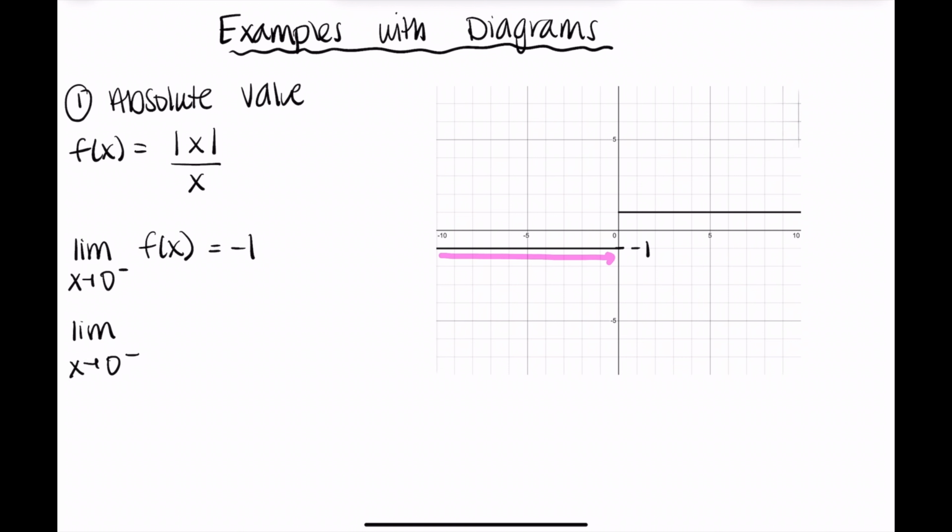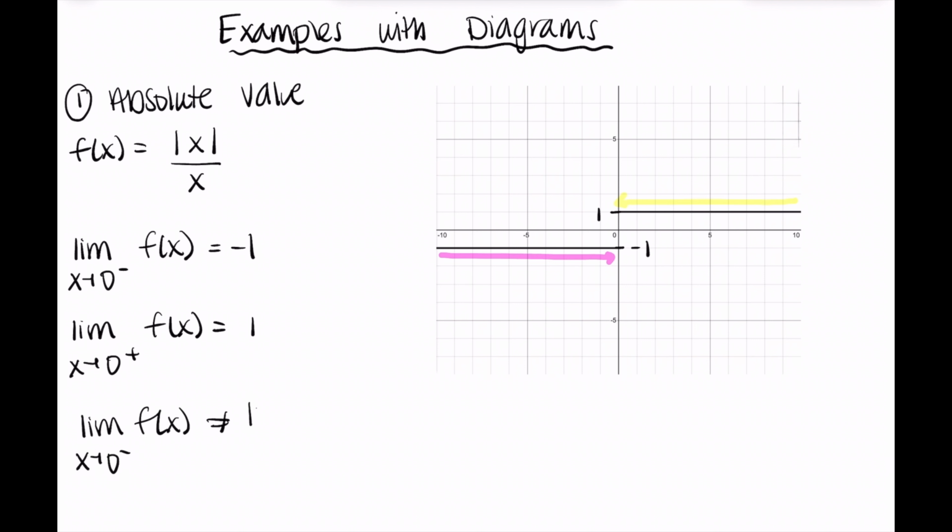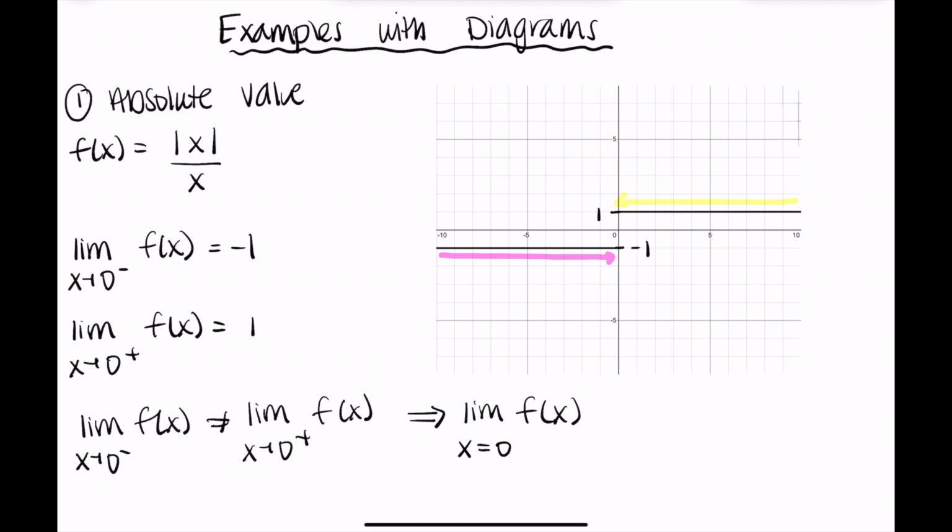Now let's do the limit as x approaches 0 from the right. When we do this, we see that the limit as x approaches 0 from the right is +1. So looking here, our left and right limit do not match. So the limit as x approaches 0 from the left of f of x does not equal the limit as x approaches 0 from the right of f of x. Because of this, we know that the limit does not exist, so you can either write does not exist or DNE as your answer here.